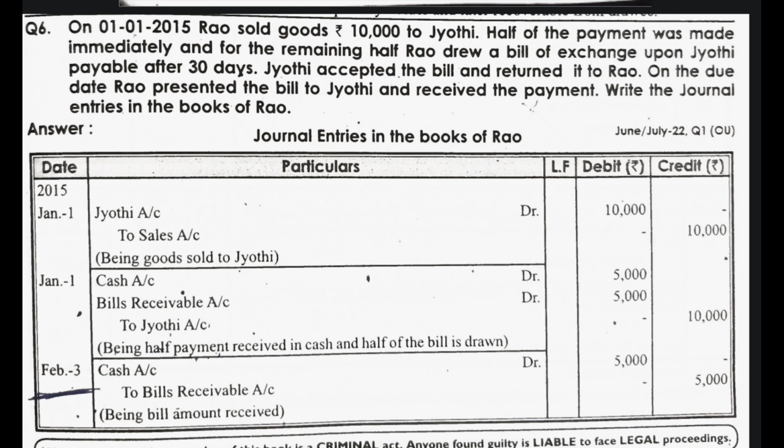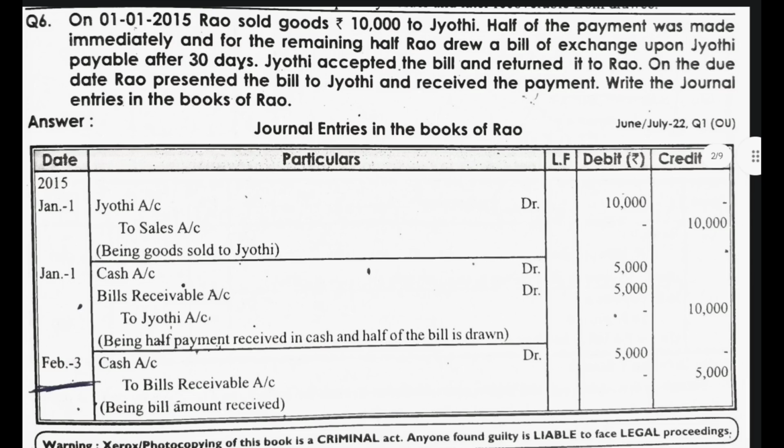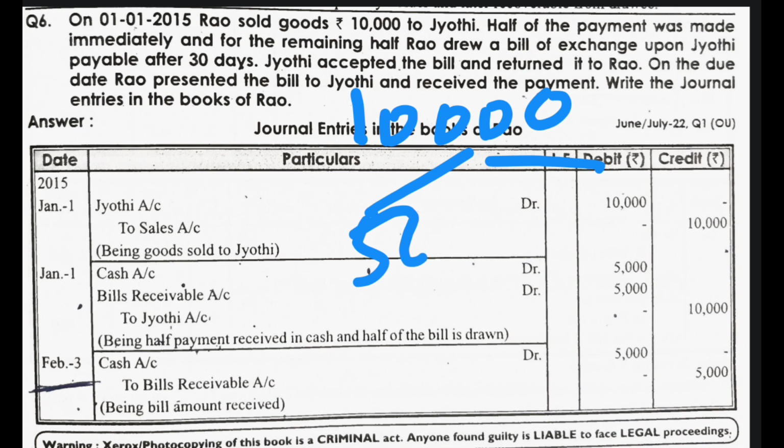Now after selling the goods, what is happening here? Immediately 5,000 he is receiving. In total the goods are sold for 10,000 rupees, but out of this, 5,000 cash he is receiving and for the other 5,000 one bill is drawn on Jyoti. So for the 5,000 cash received, we write cash account debit 5,000, and the next 5,000 will be bills receivable drawn. So bills receivable account debit to Jyoti account.